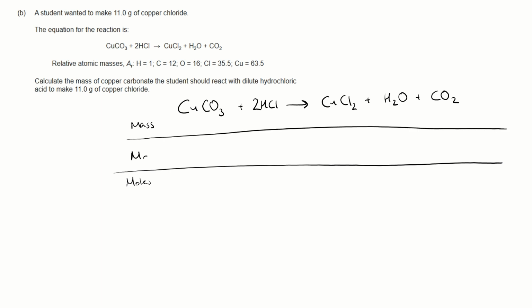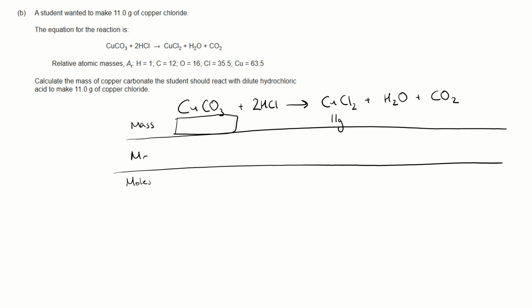And then we read the question again. It says the student wanted to make 11 grams of copper chloride. Copper chloride is this one, so I'm going to write 11 grams. Calculate the mass of copper carbonate. Copper carbonate is that one, so we're working out the mass of that one.